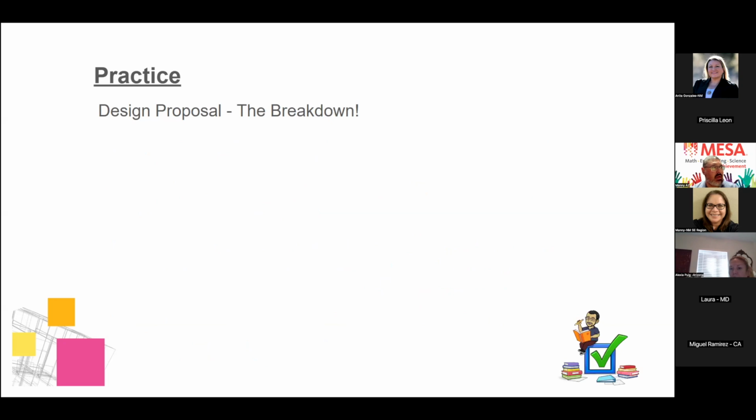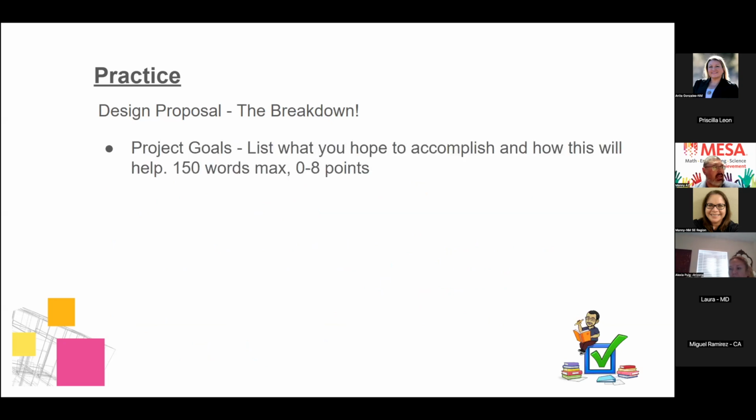So then the next part of the design proposal is the project goals. Students would list what they hope to accomplish, like we're going to create the solution and the solution should do these things. It's not what the solution is. It's not their features. It's not the design elements, but what it hopes to accomplish.